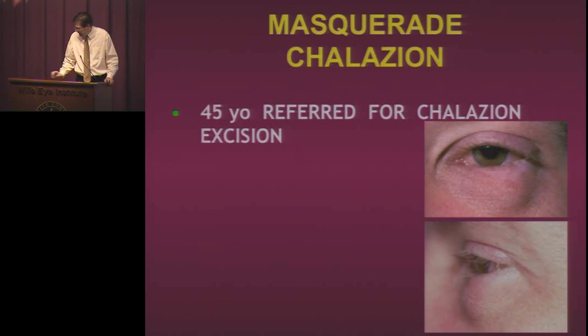Okay, for those that want to stay, I'm going to go over about 5-10 minutes of sort of interesting lesions that were misdiagnosed and things. For those that have to leave, please do.